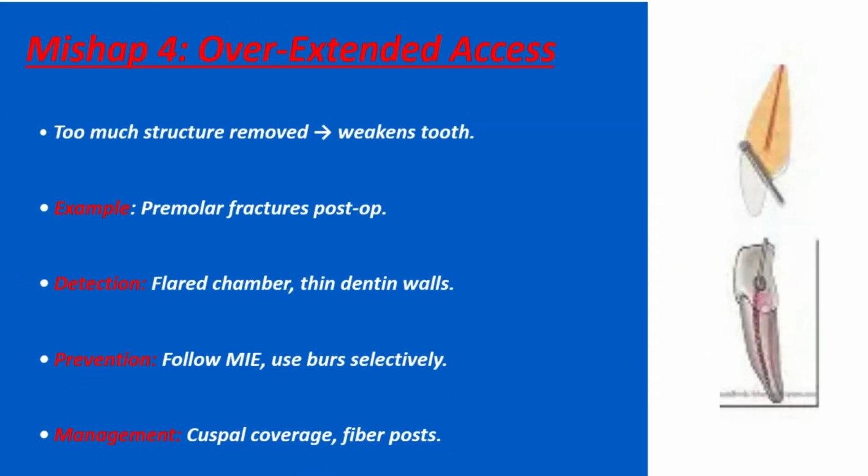4. Overextended access. Removing too much tooth structure, especially paracervical dentin, weakens the tooth and increases fracture risk. Example: a premolar fractured vertically 6 months post-op due to overly aggressive access. Detection: large flared chamber seen in radiographs, and thin remaining walls clinically. Prevention: follow minimally invasive endodontics protocols. Use round burrs carefully. Management: consider cuspal coverage restorations.